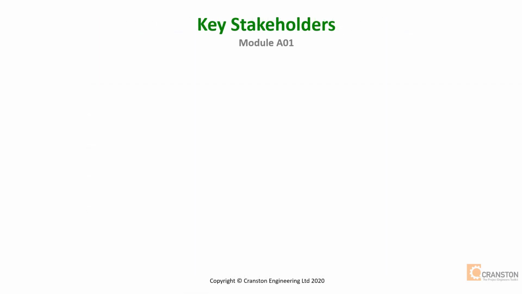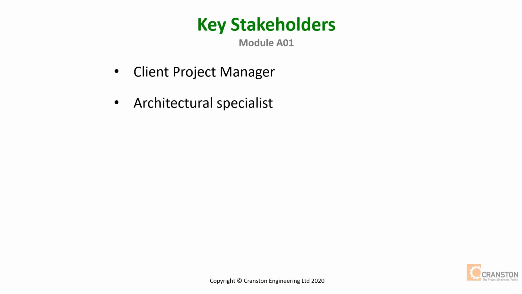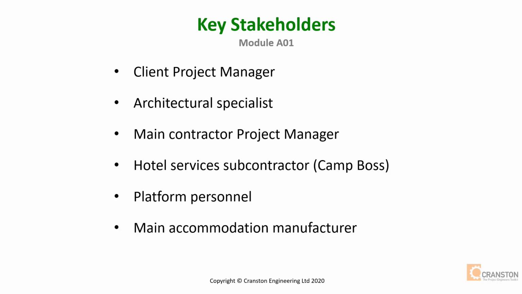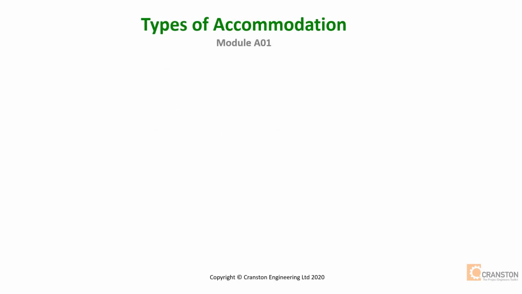The key stakeholders. At the start of the project, it's important to engage the key stakeholders and keep them fully informed as the project progresses. And this will include the client project manager, the architectural specialist, the main contractor project manager, the hotel services subcontractor, and especially the camp boss who will be responsible for running the accommodation, platform personnel, the accommodation manufacturers, and the independent verification body.